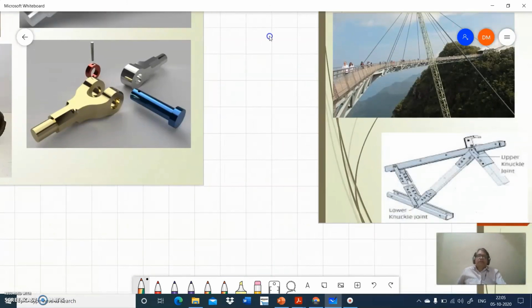So I think I have covered the total design of the knuckle joint with all its applications.